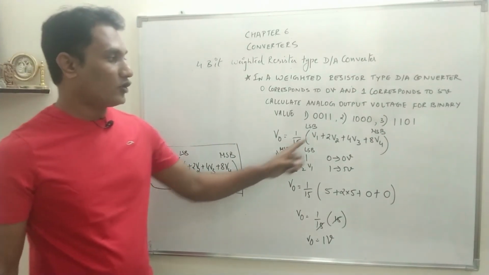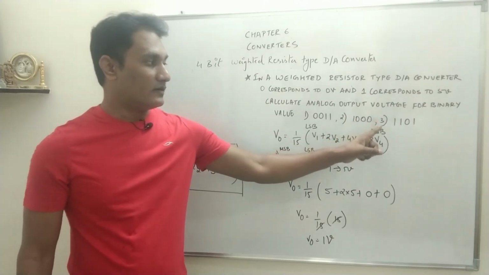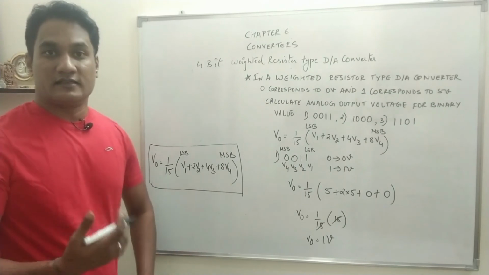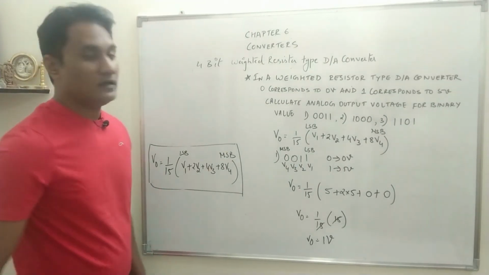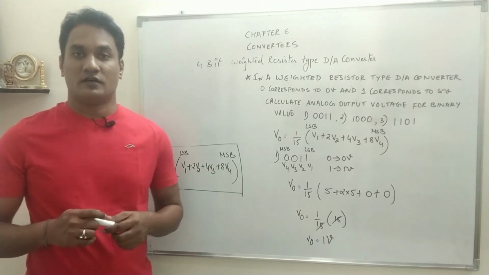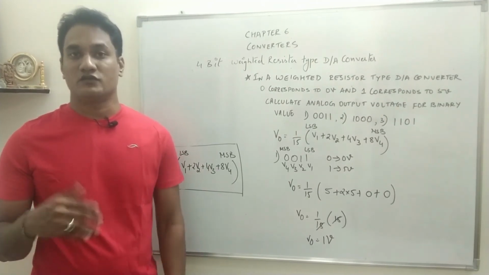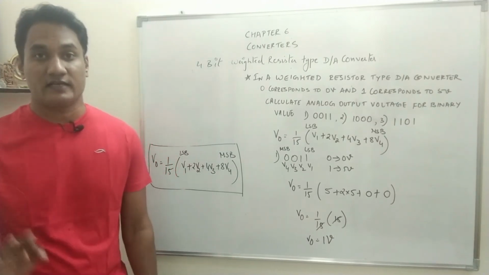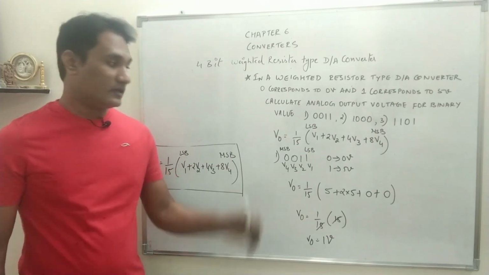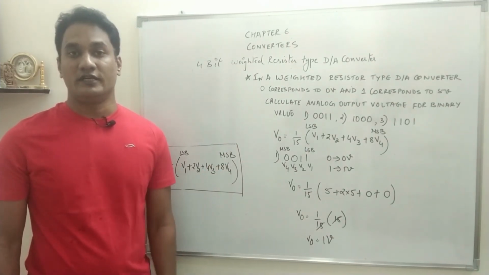So similarly, what you have to do is take the numbers 1000 and 1101 and solve to get the answer for those particular numbers. I hope you have understood. In the assignment, I will be giving you more problems so that you can solve and understand exactly how the numericals have to be solved for the weighted resistor type D2A converter.